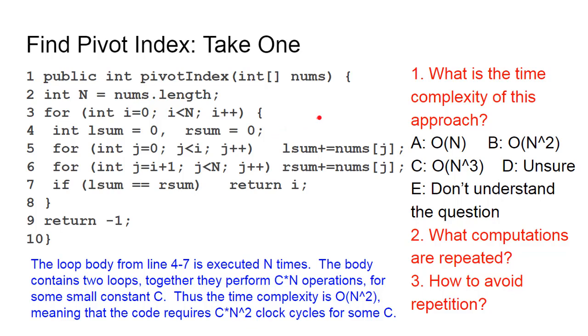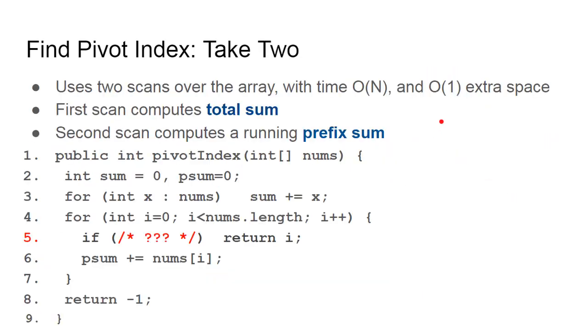The repeated computation is pretty obvious. We keep adding up the array elements again and again. In order to avoid that, we can compute the sum a fewer number of times. In this case, we have a solution that takes time big O n, and big O 1 extra space. So in addition to the array, we only need to store a few additional variables.